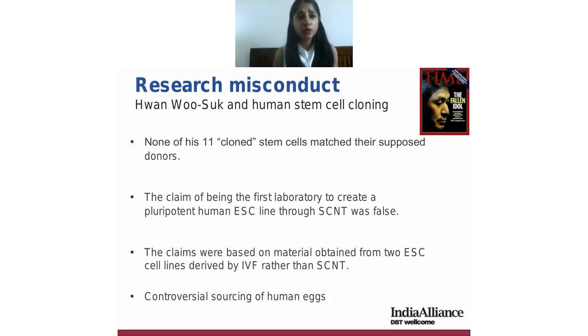Coming back to Hwang Woo-suk's fabrication of data, and also the methods that he used were unethical. So fabrication was that none of the cells that he claimed were cloned, they did not match the donors. It was a complete false claim that he had created pluripotent ESCs through SCNT. He had actually done it through IVF. And the way he had sourced the human eggs was also highly, highly unethical.